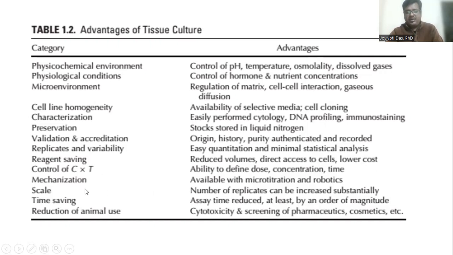Another very important aspect is that the scale, that is the number of replicates, can be increased substantially. You can grow a lot of cells together at a particular instance of time to perform your experiments on different sets and different batches of cells to establish your particular experiment. And so it will be also time saving. So the time will be reduced, and there is reduction of animal use.